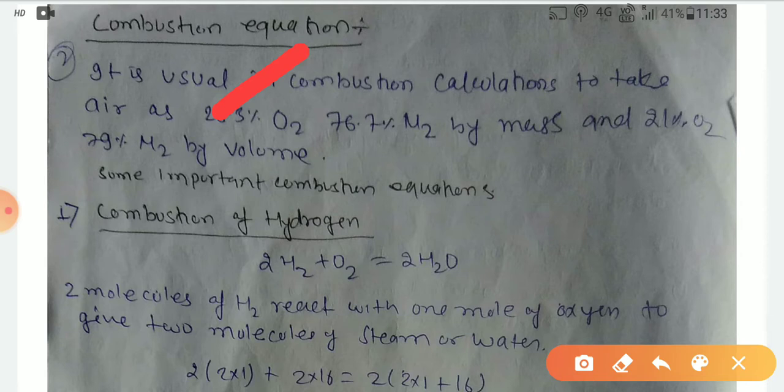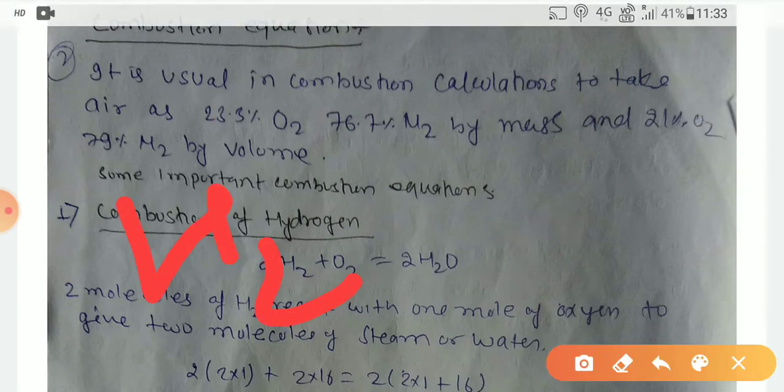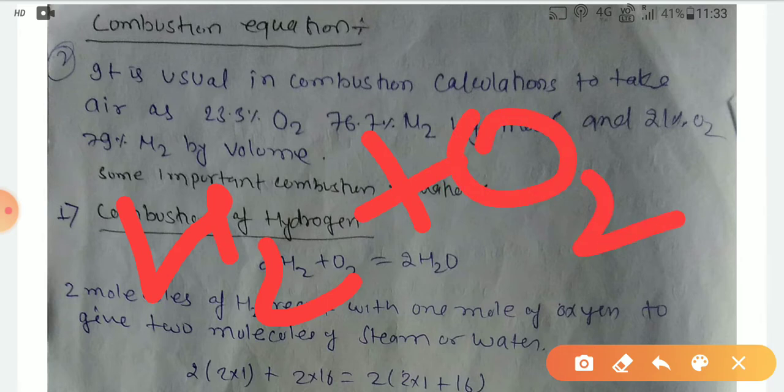Some important combustion equations I will discuss one by one. The first one is the combustion of hydrogen. Here I write the combustion of hydrogen. The basic reaction is H2 reacts with oxygen to form H2O.